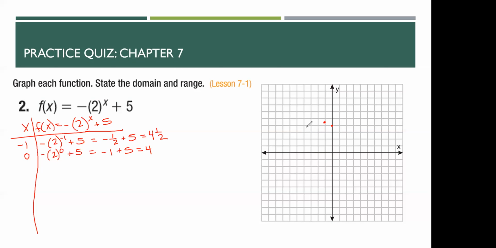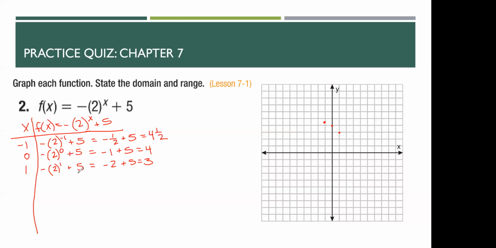Okay? And then I'm going to plug in a value of 1. So I have negative, and then 2 in parentheses, and my exponent is 1. So 2 to the power of 1 is 2. Then times the negative is -2, plus 5 is 3. So when x is 1, y is 3.